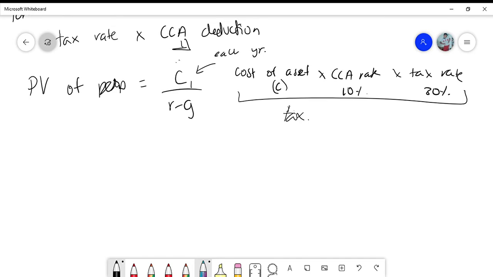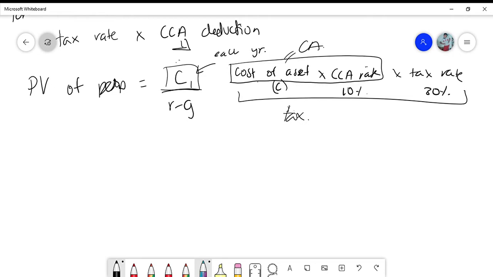Basically, the cost of asset times the CCA rate is literally just the CCA deduction, right? Because to find out how much depreciation you get, you multiply the rate, for example the DDB rate, by the cost of asset. Or it should be carrying amount, but for year 1 it's just cost, because in year 1 there's no depreciation. So cost times CCA rate, and the amount that you save is the tax rate. So this thing over here represents how much money I save each year.